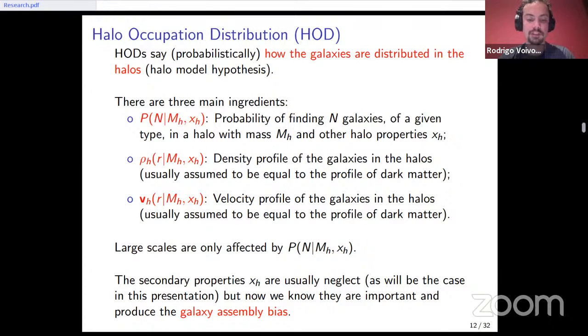Just to point out something important here: in principle, those properties depend not just on the mass of the halos, but also on secondary properties. And those secondary properties are very important to describe, for example, the clustering of galaxies. They are also known as galaxy assembly bias. Basically, it's the fact that the bias of galaxies depends not only on the mass of the halos, but also on secondary properties of the halos, like the concentration or the assembly history of the halos. Okay, so it's very important for other studies.